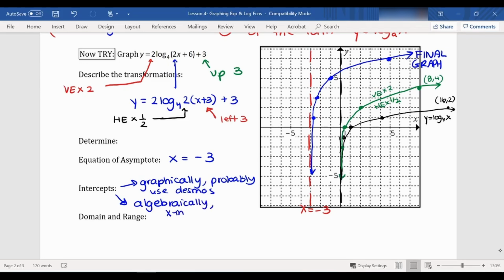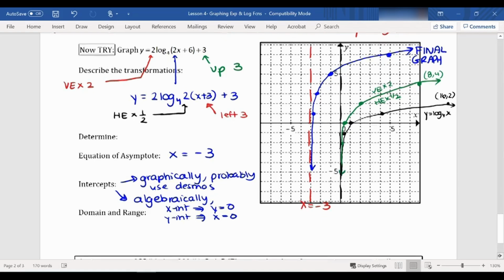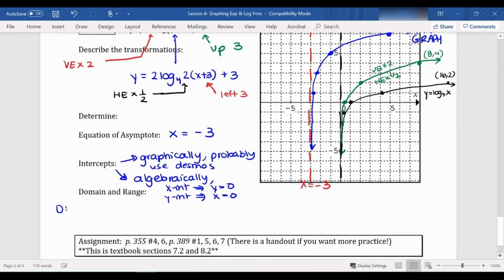For your x-intercept, remember this means that y is 0. And for your y-intercept, remember this means that x is 0. And we can see we're going to have both. From the graph, we cross both sets of axes here. Okay. Your domain would be x must be bigger than -3, but not equal because it's an asymptote. And your range would be all real numbers.